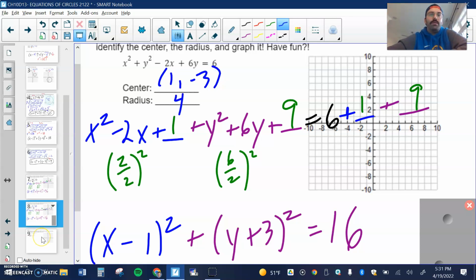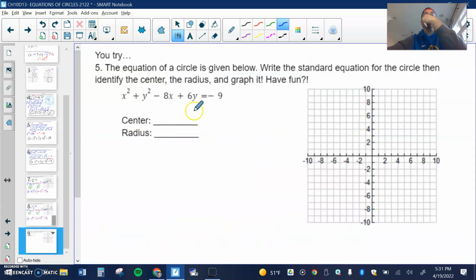All right, I want you to pause, and I want you to try this one on your own. Remember, group your x's and y's together. What you add to one side, you've got to do to the other.